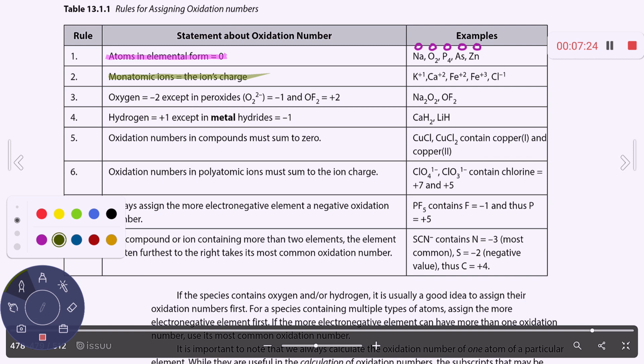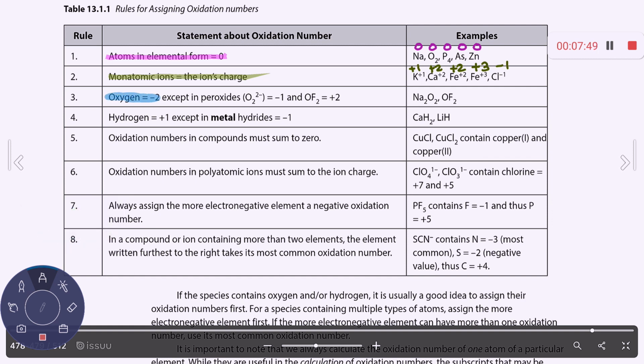as its charge. So here, I've got K plus 1. So I'm going to write a plus 1 above it because that's the same as its oxidation number. Ca plus 2 is a plus 2. Fe plus 2 is plus 2. Fe plus 3. And then Cl negative 1. So you'll notice all of the charges on the monoatomic ions are the same as their oxidation number. Okay? Third rule.